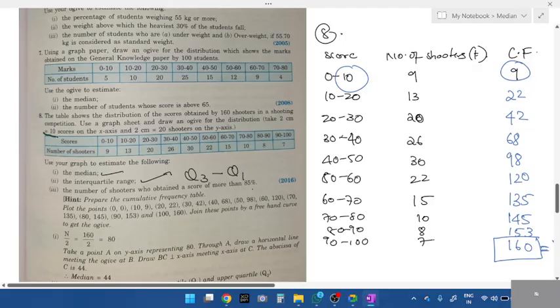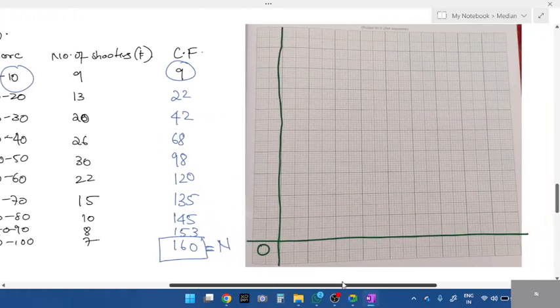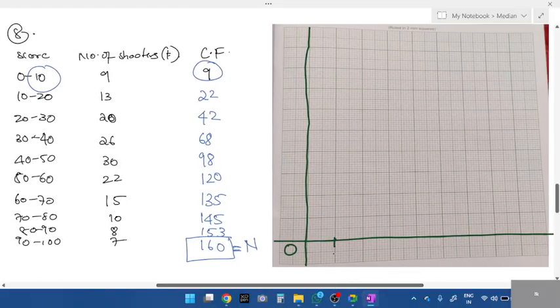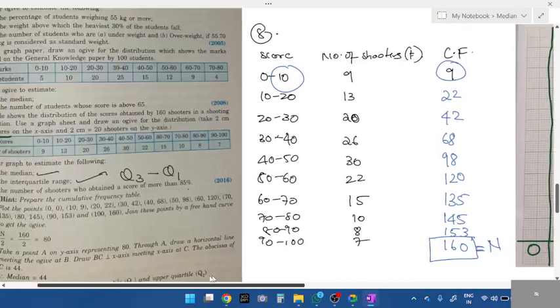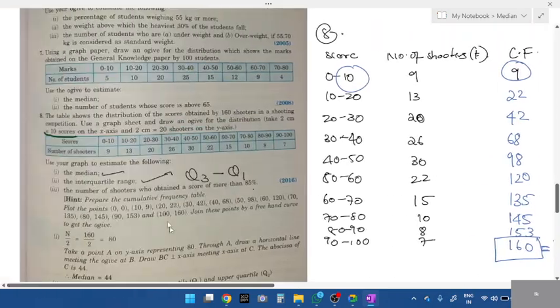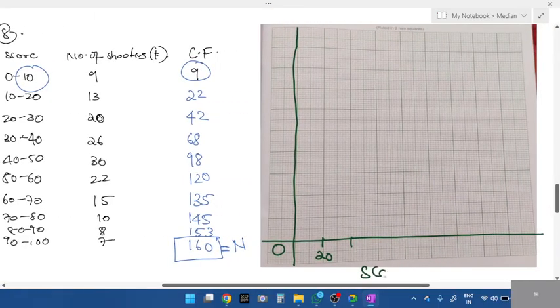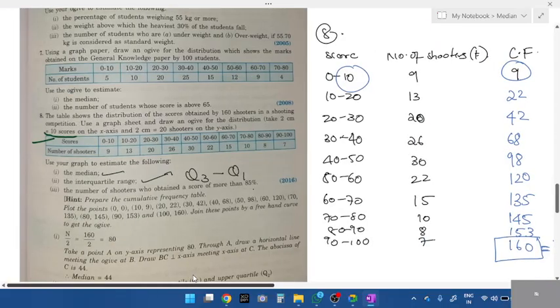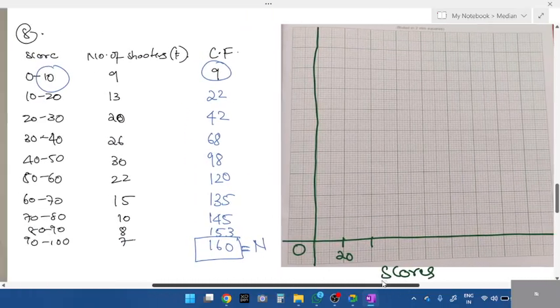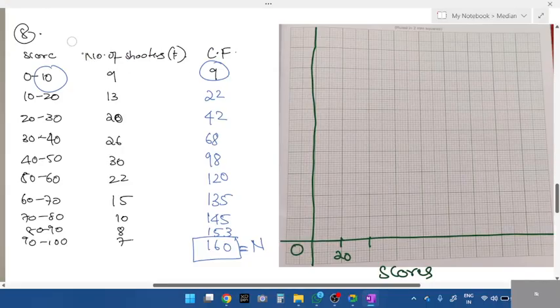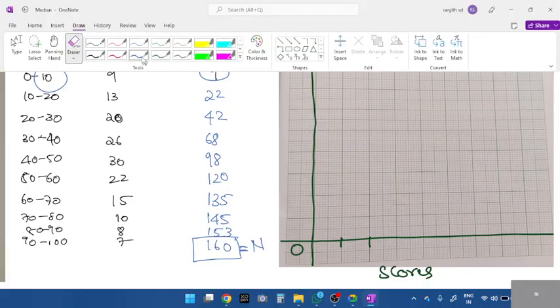No, no. Here, what is given? 10 scores. And 2 centimeters is equal to how many shooters? 20 shooters, in which axis? Y axis, right? So what do you have to do here? Sorry, not 20. 10 or 20, what is given here? 10 scores, right? Score should be on the x-axis. Number of shooters should be on the y-axis, students. Scores and number of shooters. So start from 0, 10. If you take 20, it is not possible because it starts from 10.